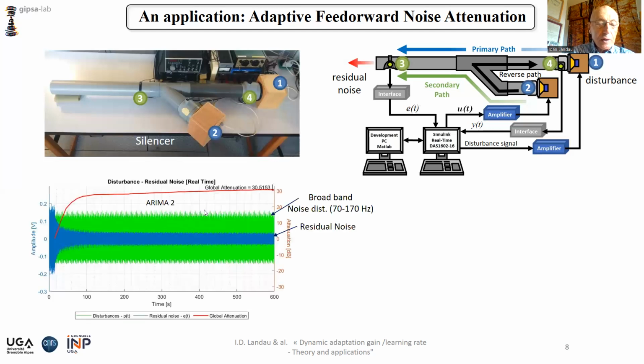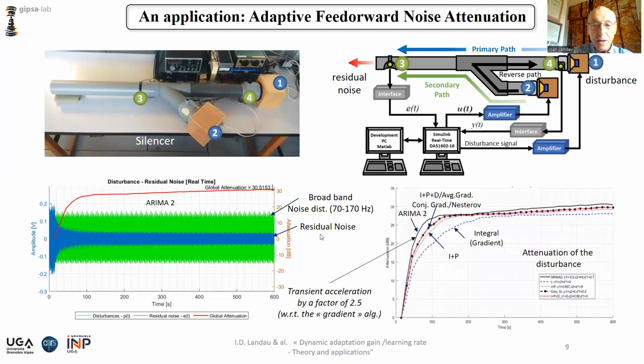Here you have an image of the results which can be obtained. The noise applied to the system was a broadband noise located between 70 and 170 hertz. This is the disturbance. And this is the residual noise measured on the system. And of course, there is an adaptation transient, and this appears clearly in the attenuation curve, and this gives an idea of the transient.